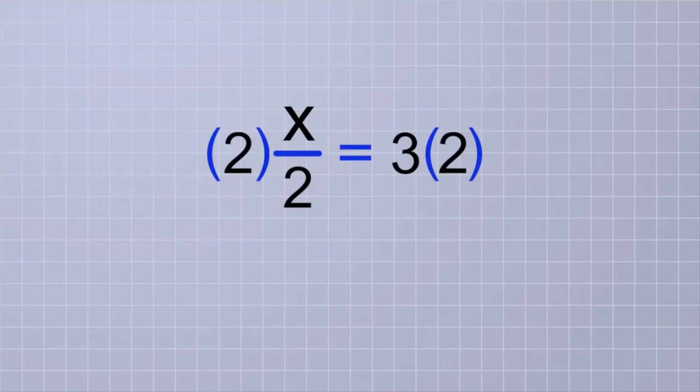All right then, so the 2's cancel, leaving the x all by itself on this side. And on the other side, we have 3 times 2, which is just 6. So in this problem, x equals 6. That's not too hard either.